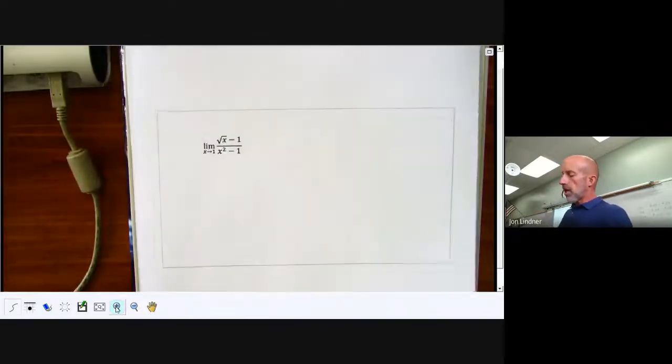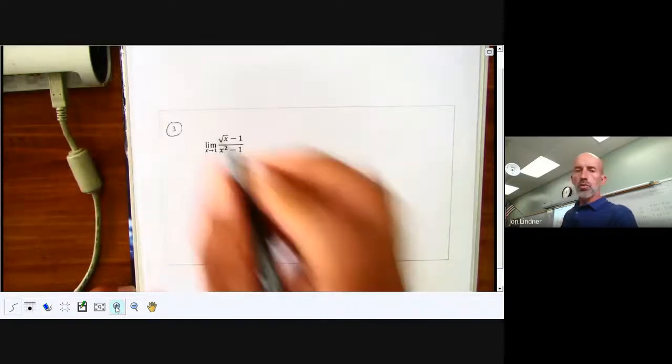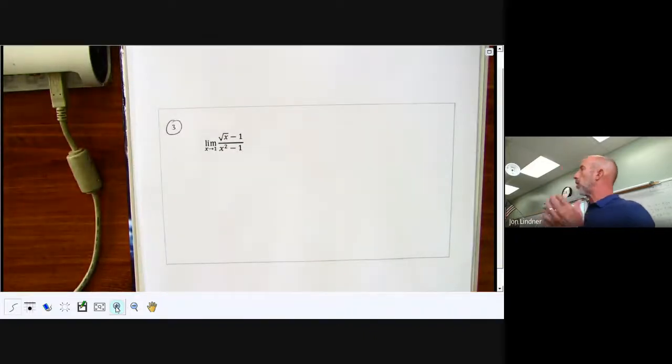Now, this is example 3, and I don't know that we need to really go all the way through this one, but I want to get you started.